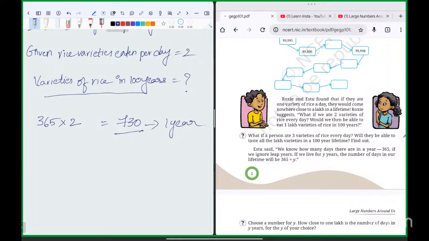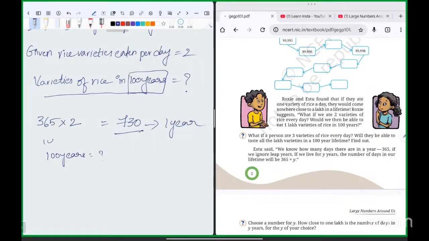730 rice varieties for a single year. So the question asks how many rice varieties can they eat in 100 years? Will it be sufficient to reach 1 lakh or not? That is the question. So for 100 years, we must find out.